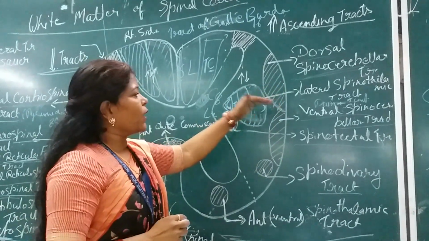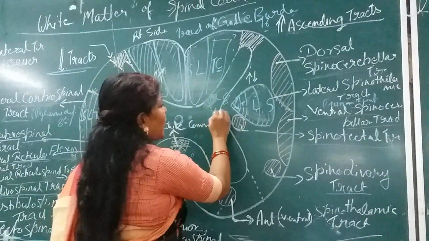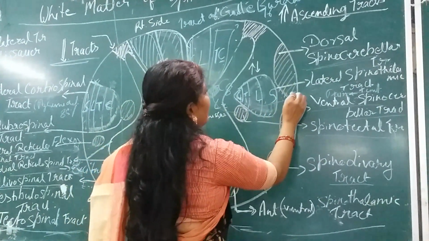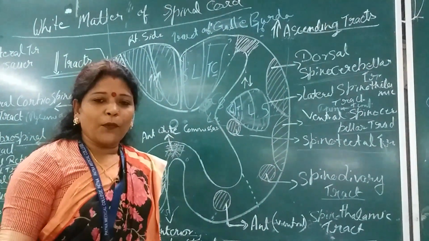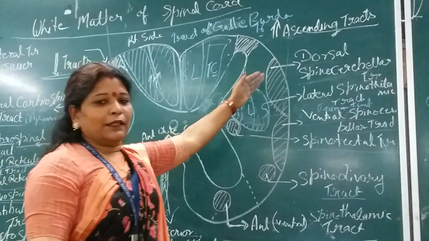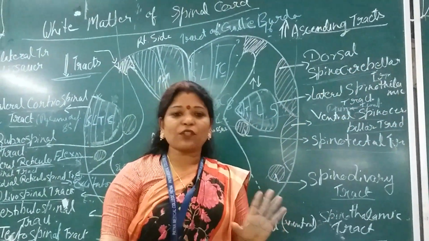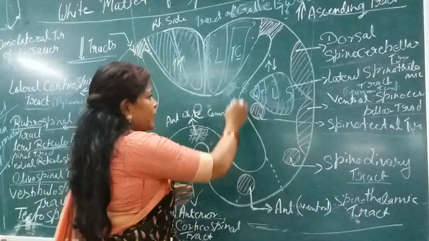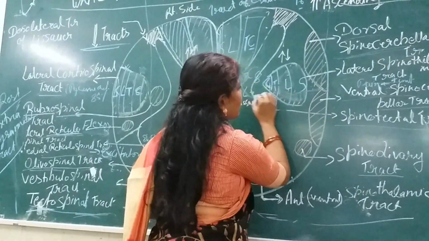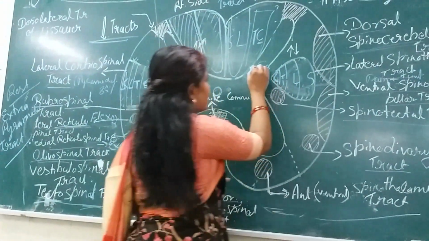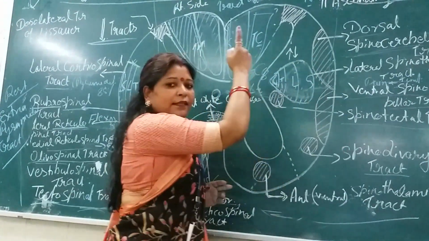Okay, so from the Clarke's column the fibers pass on the ipsilateral side and go up to the medulla oblongata, and from the medulla oblongata via the inferior cerebellar peduncle they go to the cortex of the cerebellum. So it carries the sensation of the same side of the body, because it relates to axons emerging from the Clarke's column cells. It passes to the same side and then ascends upwards.